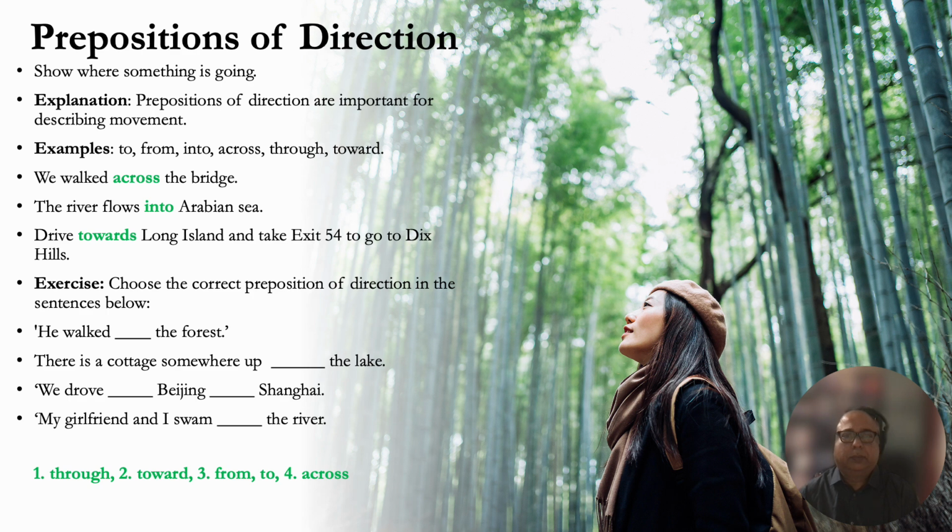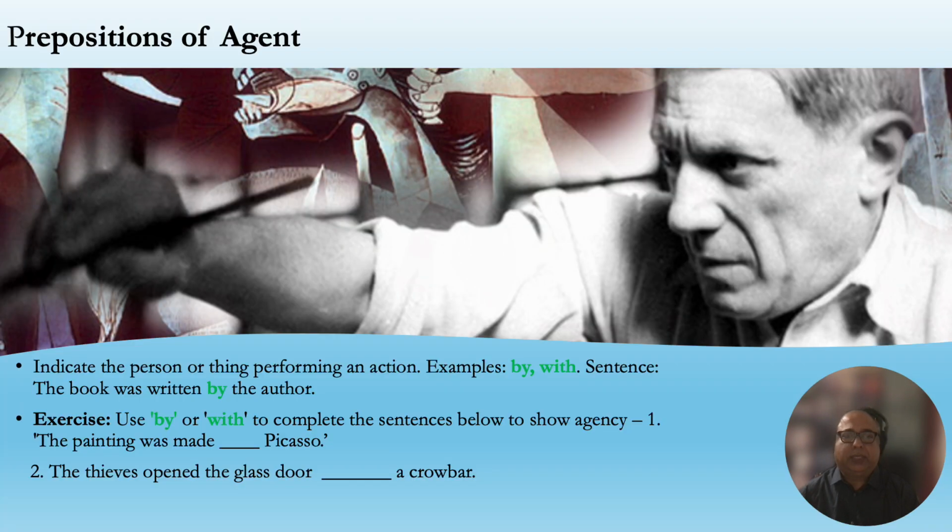Next up, prepositions of agent. Now, agent, as I explained to you before, if you still remember, is either a person or something that does something or carries an action out. So there are 2 examples of agents, by and with. The book was written by the author. Okay? And that's a very famous painter. His name was Picasso. He was Spanish, from Spain.